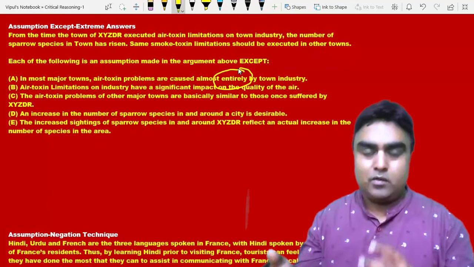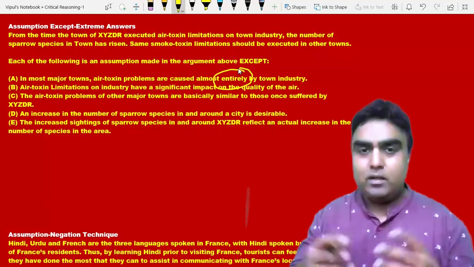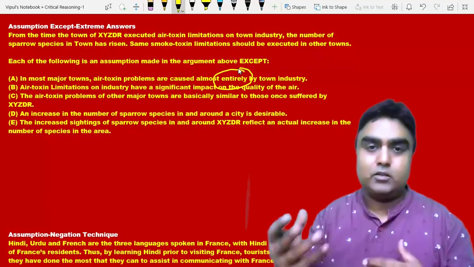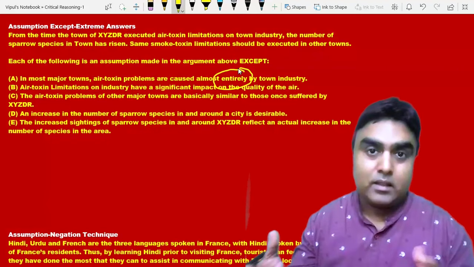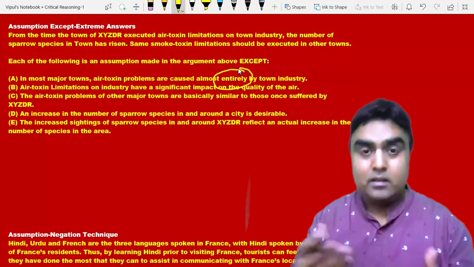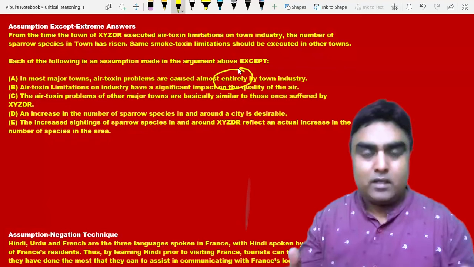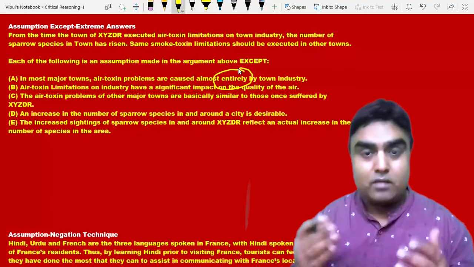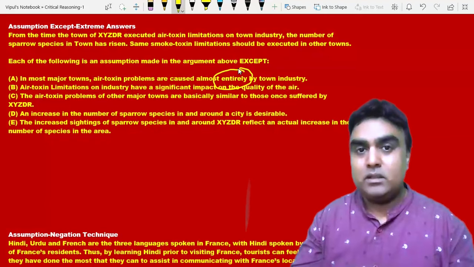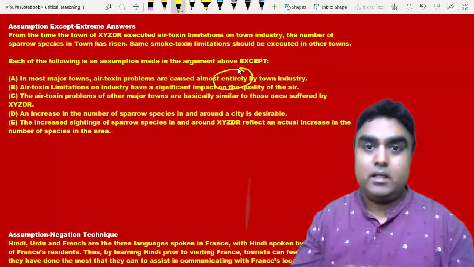2 lines, very easy to understand: pollution happened, some kind of remedies were done, and why can't that remedy be executed? And it did very well, and why shouldn't it be executed at any other town? So everything looks very easy, and we can easily answer it. But when you look at the answer, every answer choice is actually an assumption which has been made in this passage. So a small word like "entirely."